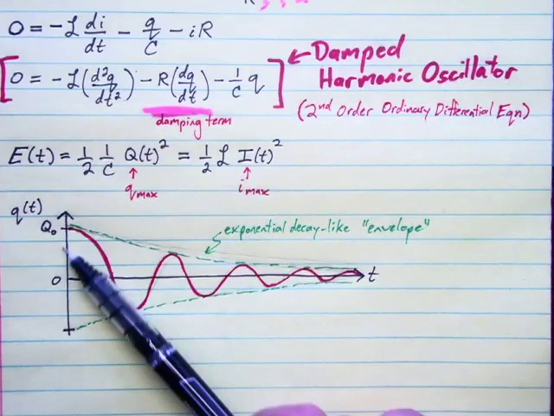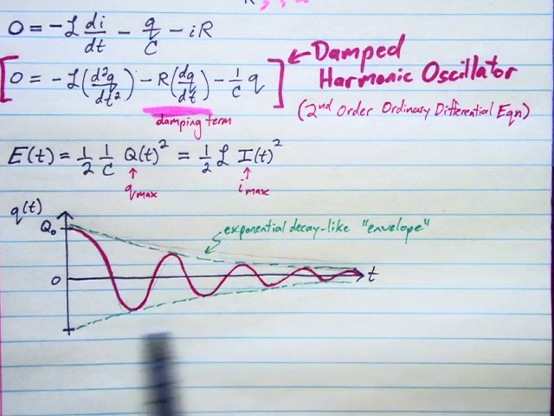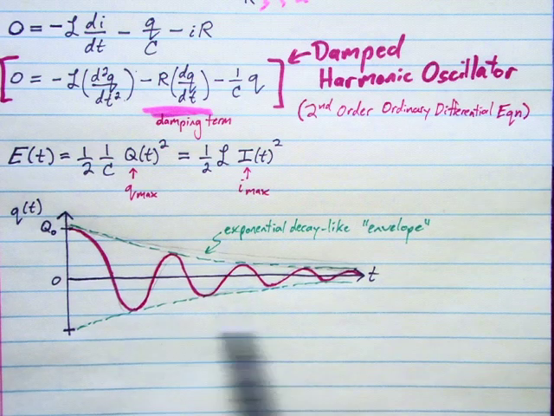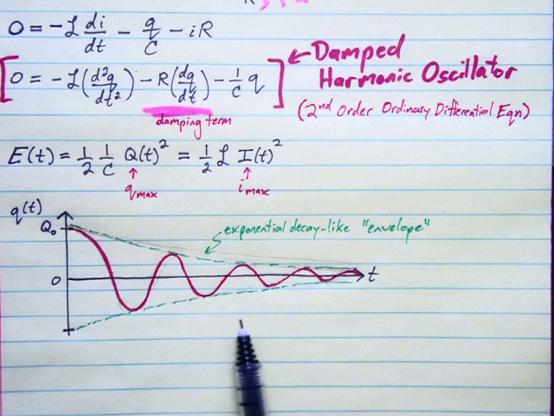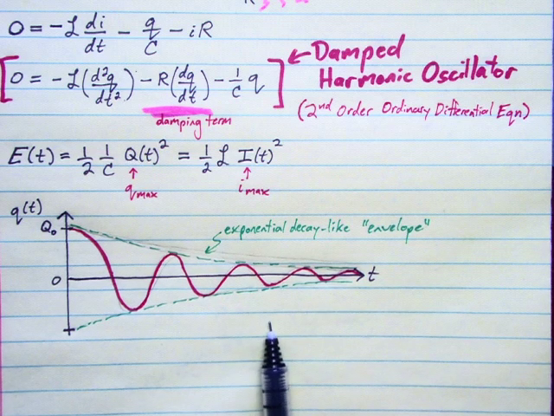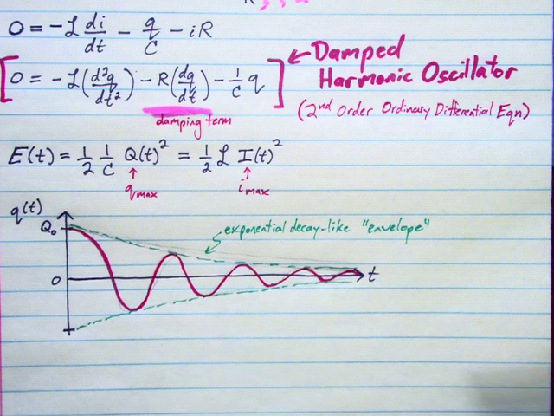Much like you'd expect from an actual mass on a spring oscillating back and forth on a surface that has friction, over time those oscillations damp out, and all the energy eventually gets converted into heat via friction.